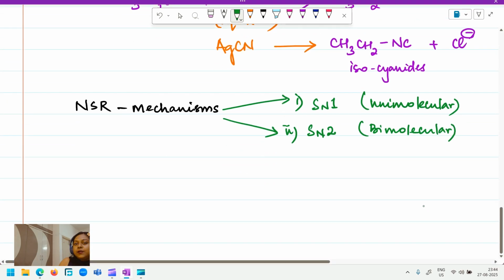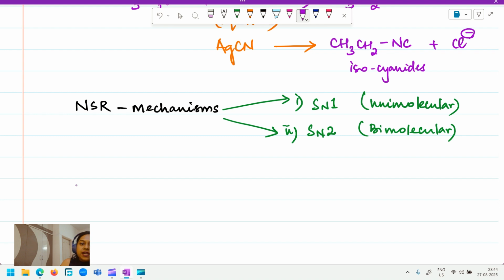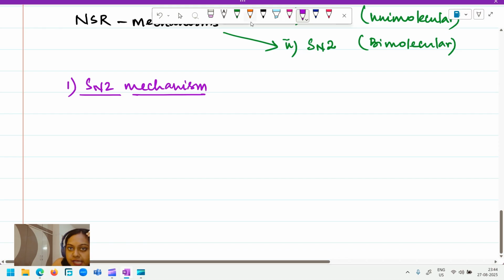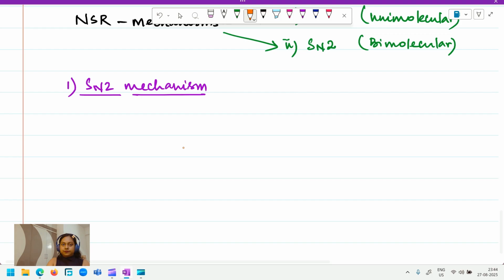Okay, I like to start the topic with the SN2 mechanism first, and then we will go to SN1. All right. Now, I'll show you an example of how an SN2 mechanism would work, with the example of, let's say, can you see the screen and all? Okay, with an example of methyl chloride.